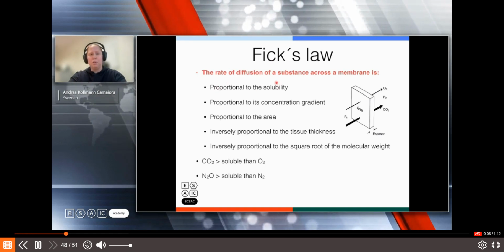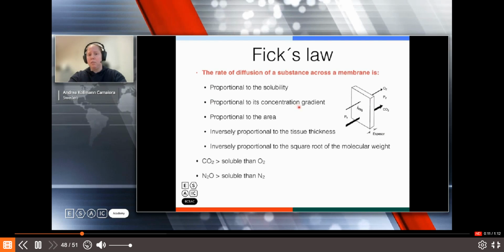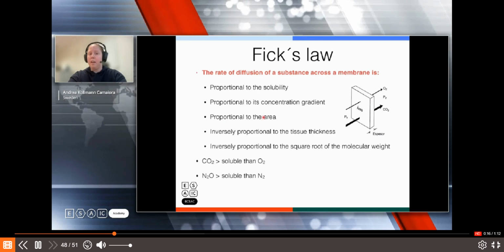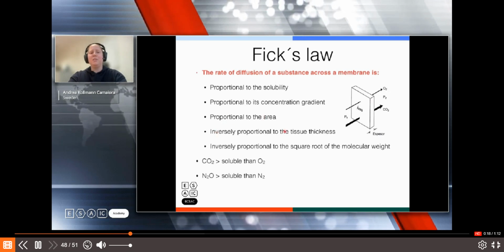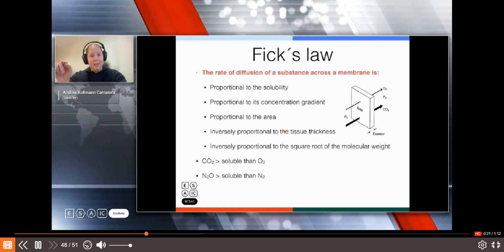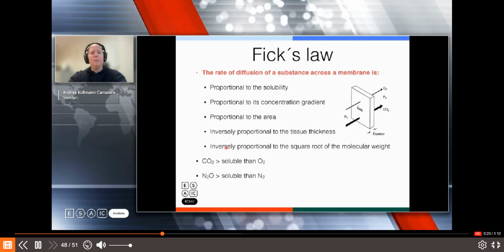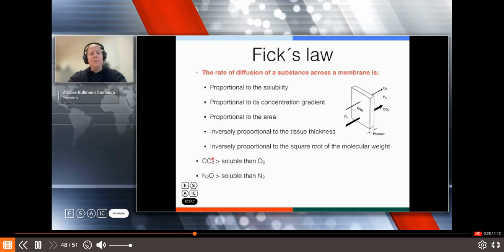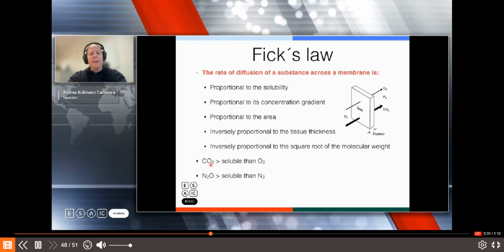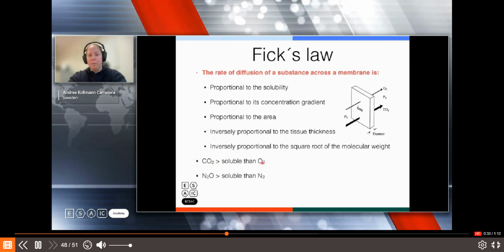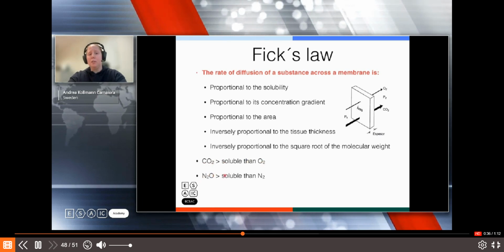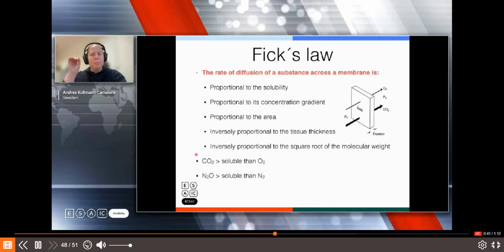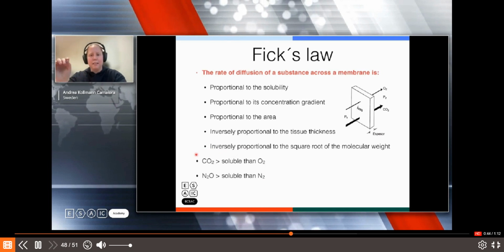More solubility, more diffusion. Proportional to the concentration gradient. Higher gradient, higher diffusion. Proportional to the area. Higher area, higher diffusion. Inversely proportional to the tissue thickness. The thicker, the less diffusion. And inversely proportional to the square root of the molecular weight. So bigger gases, they don't like to diffuse. And for example, CO2 is more soluble than O2, and N2O is more soluble than N2. And this is very, very important to remember for the exam.